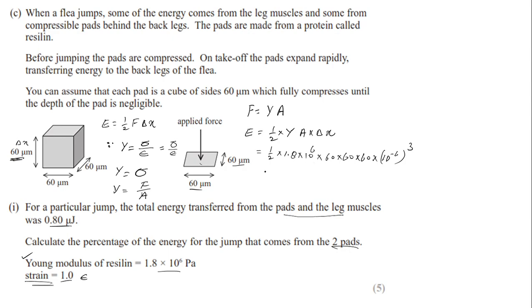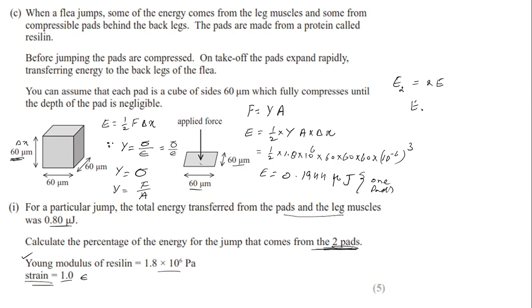If you find the energy, it is 0.1944 microjoule, and this is energy from one pad, because we considered only one pad. So this is from one pad. This is just for your information. And we need to find the percentage for the two pads. So you can say energy from two pads, you can double the energy. So energy for two pads is twice of that.